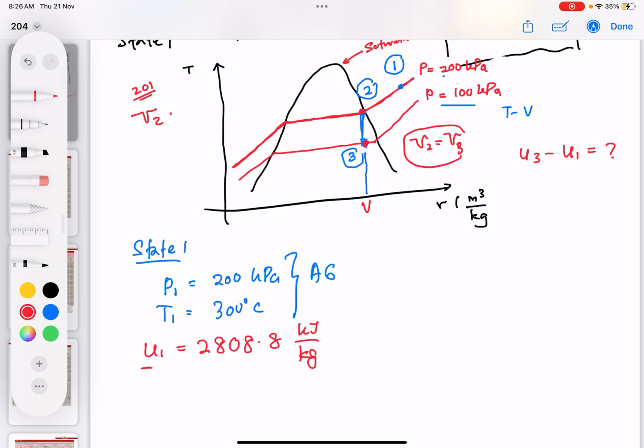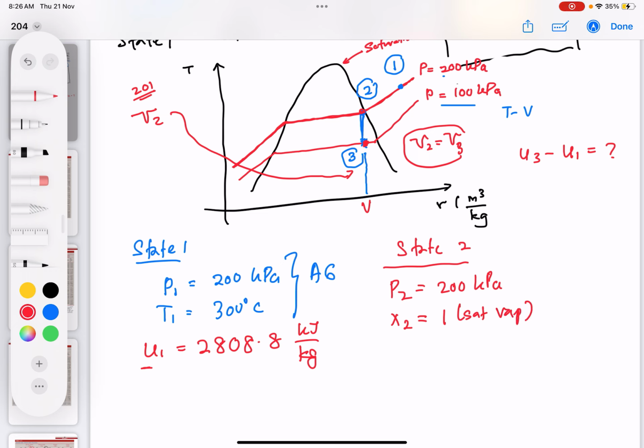Then I can use the specific volume at point 2 to point 3. So let me write down the answer. For state 2, I have P2 equals 200 kilopascal, and my X2, if you remember, was equal to 1, the steam quality, because it was in the saturated vapor.